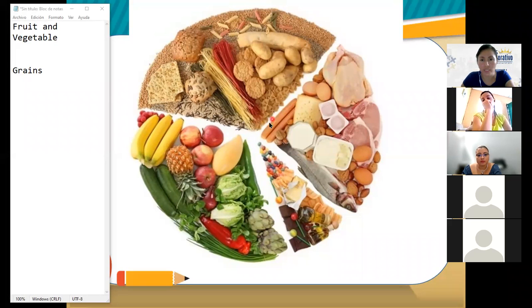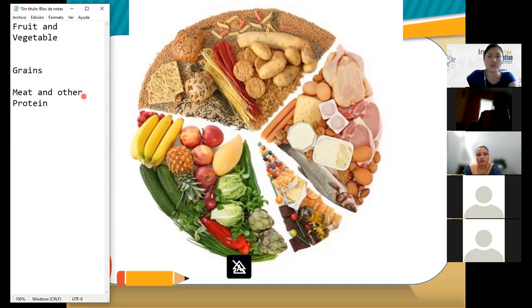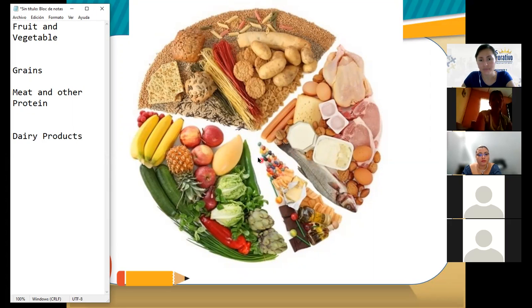What about this section? What's the name of this section? Meat and other protein. Excellent. And the dairies are included there, right? Dairy products. Very good. Then we have the last section. What's the name of this? Okay, this one is called oil.